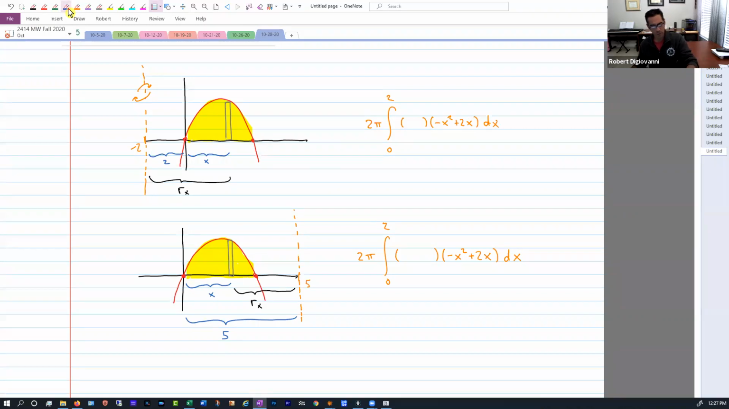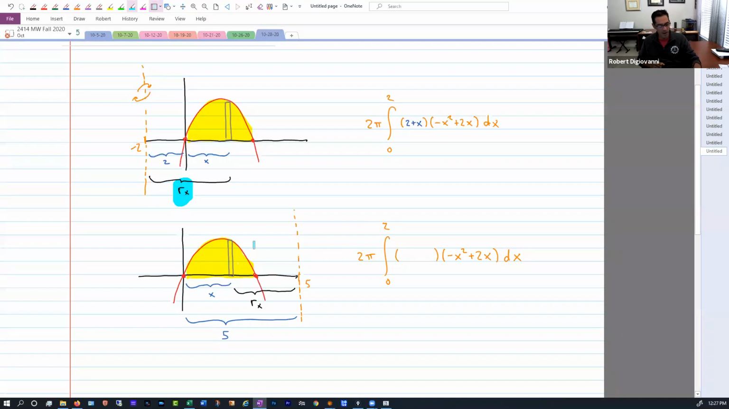2 plus x. Okay, so what I do is I start to call this distance from the axis of rotation to the rectangle r sub x. It's the radius, but it depends on x. It should have an x in there, but it might just be x, it might be some little function of x.